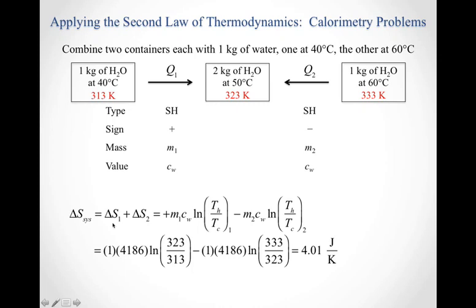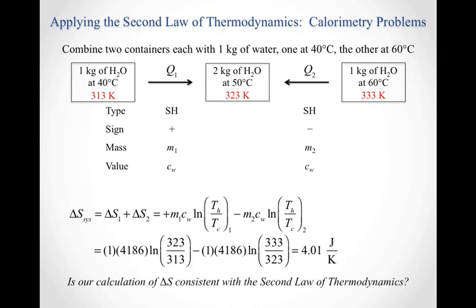So calculating out the entropy change is relatively straightforward. Get yourself the right equation, where the type of process is going to tell you which equation you need, and then the sign, mass, value. The only detail really worth emphasizing is to make sure you get your temperatures converted into Kelvin before you plug them into the equation.